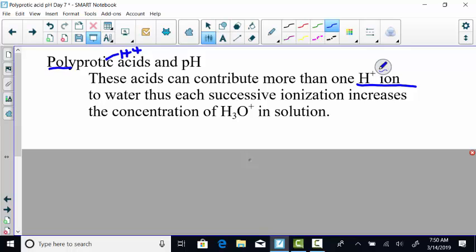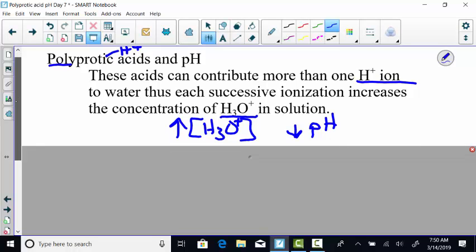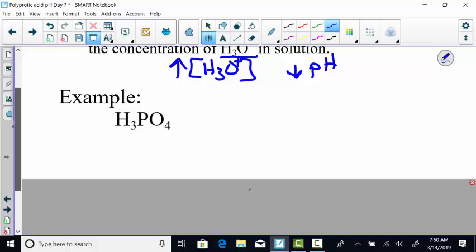Each time they contribute a hydrogen ion, this essentially increases the H3O plus concentration in the solution. And technically then, if you increase the concentration of H3O plus, then you should be changing the pH. That would actually cause a decrease in the pH. So this is what this looks like.